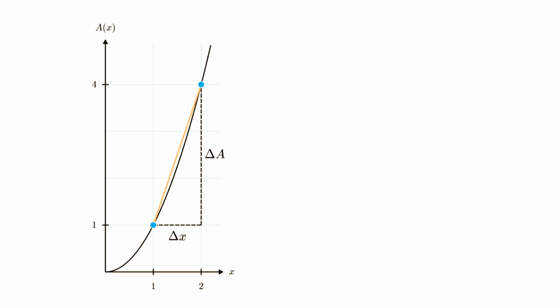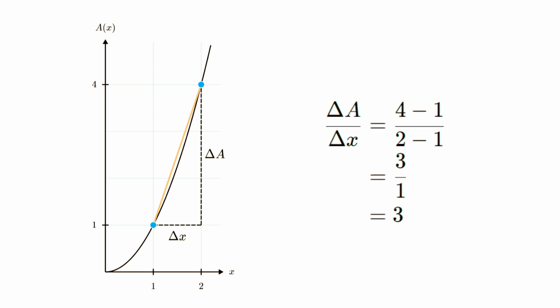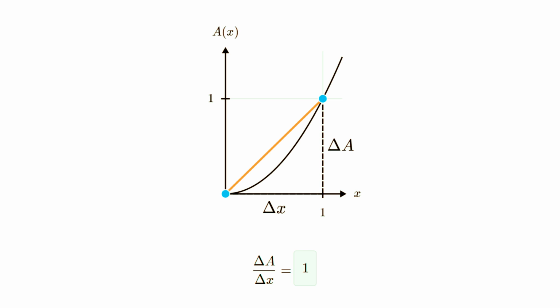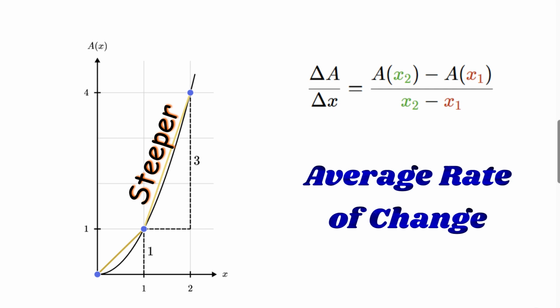On the graph, delta x and delta A are represented by moving horizontally and vertically from one point to another. The slope of the yellow line is given by delta A over delta x, which is equal to 3. Similarly, the slope of the line connecting the points on A of x at x equals 0 and x equals 1 is equal to 1. The slope of each line, that is delta A over delta x, is equal to the change in the area of the square when we increase the side length by 1 unit. As we can see, as x grows, the slope of A of x gets steeper.